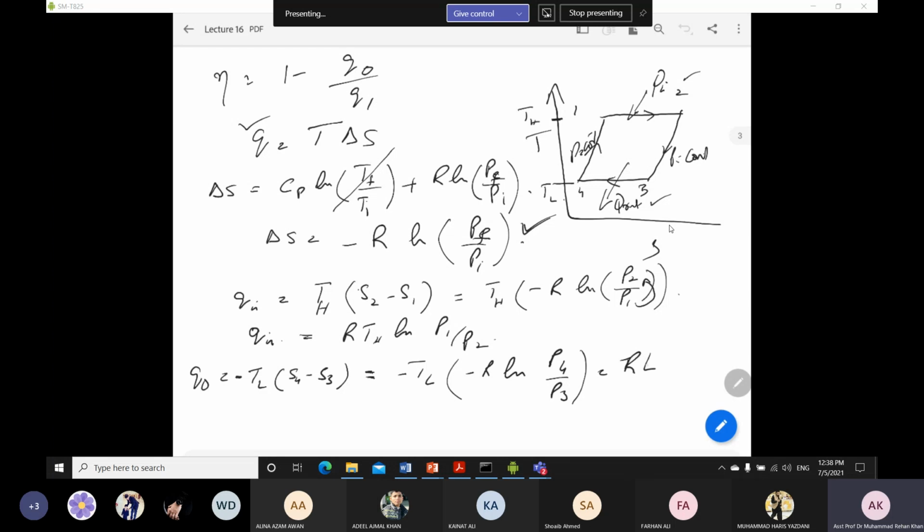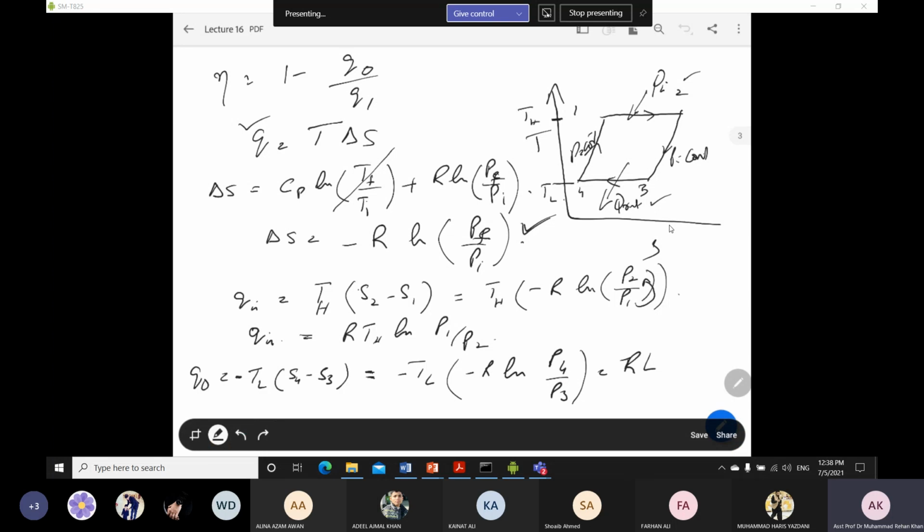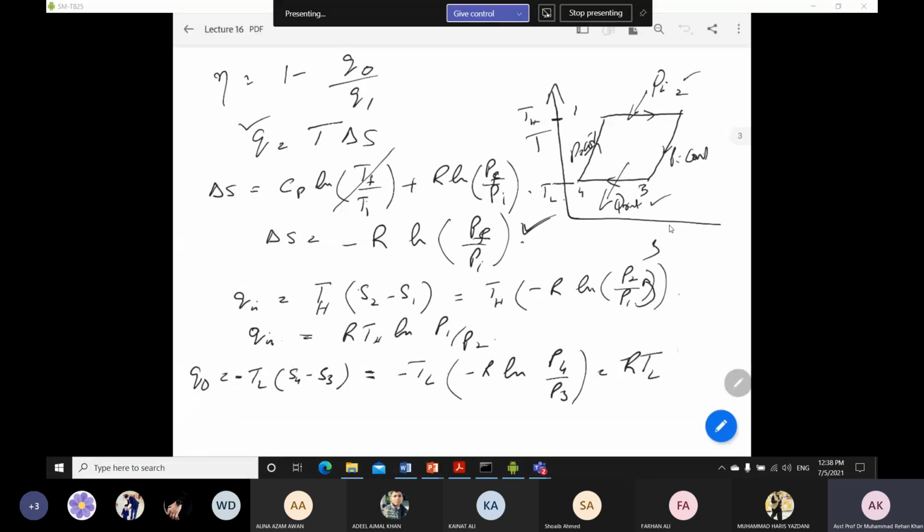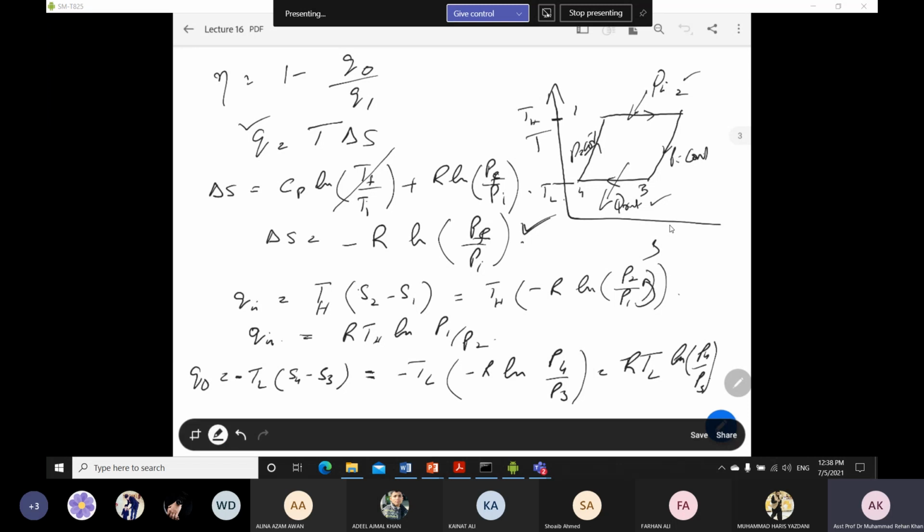R TL log of P4 over P3. Okay, so now the Q in and Q out equations are known to us. So you have to note it down, then we will move to the next one. If you have any question, you can also ask.